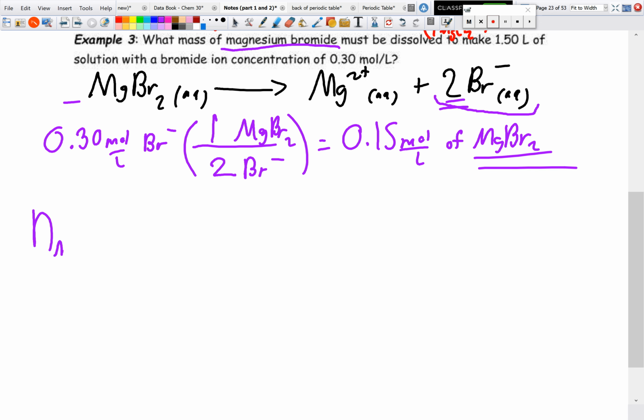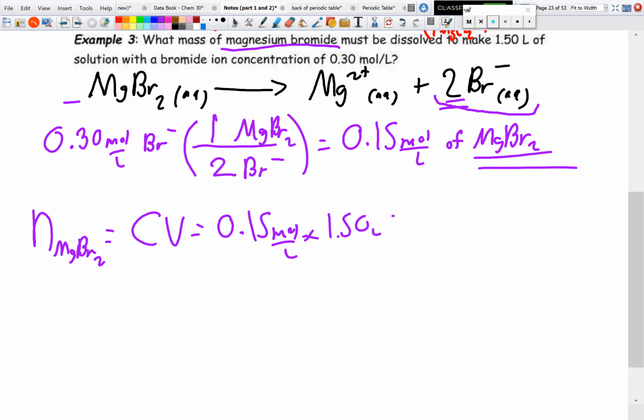Now this is exactly what we needed, because now that we have the concentration of magnesium bromide, we can find the number of moles of magnesium bromide by going C times V, and we have that concentration, and the volume is 1.50 liters. So now we have 0.30 moles. Oh, sorry, that is not the answer to that one. It's not 0.30, it is actually 0.225 moles. Sorry, I accidentally put that into my calculator wrong for a second.